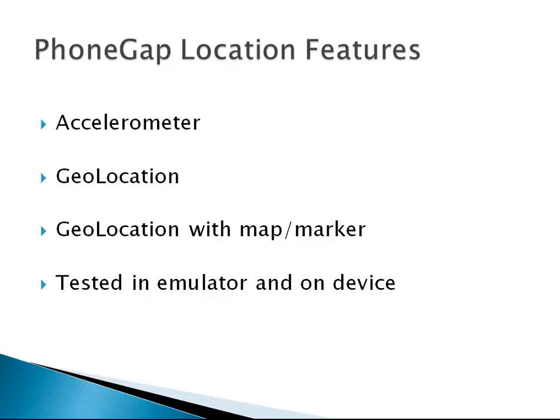We looked at some location features and just physical type apps like the accelerometer. We could see the readings depending on the X, Y, and Z axis. Geolocation we looked at. We grabbed the latitude and longitude, altitude, speed, and some other stuff. And then we went and created a map and put a marker on the map that represented our location. And we tested this both in the emulator and on the physical device.